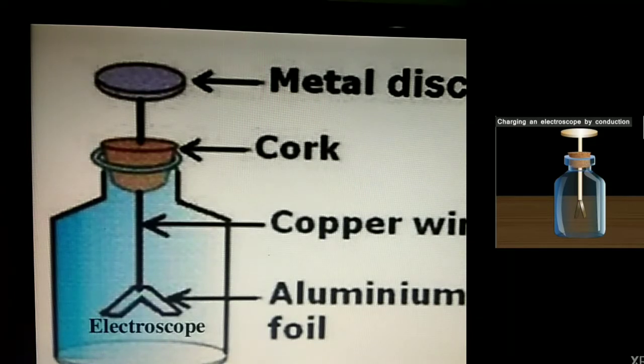Whenever you bring a charged object over there, the charges flow through the copper wire and the gold leaves repel, since the same charges are flowing through the copper wire from the electrified object. If repulsion is seen between the gold leaves, then we can say that the body is electrified or charged. So the gold leaf electroscope is a device which helps in detecting charges in case of static electricity.